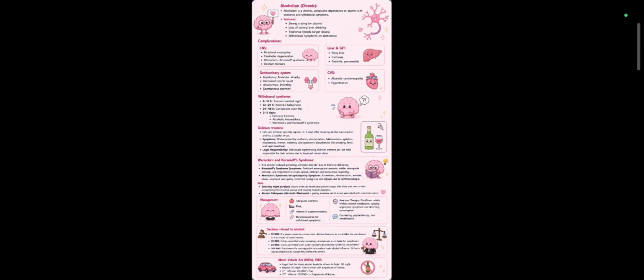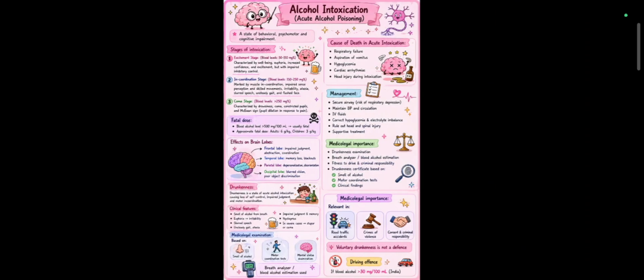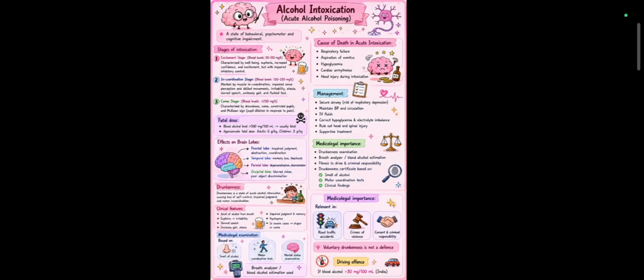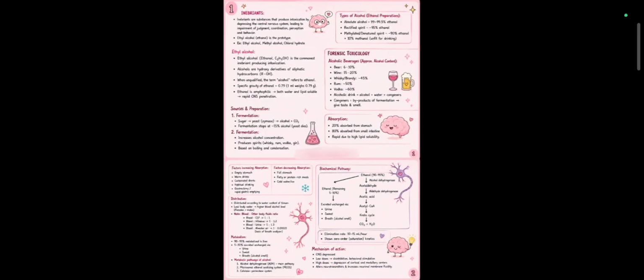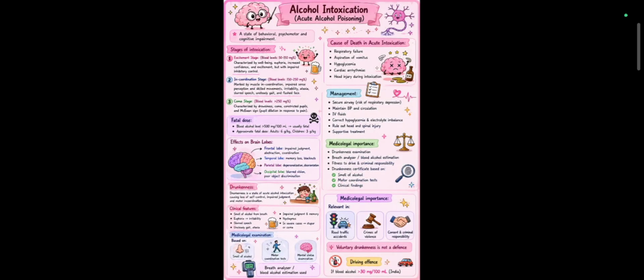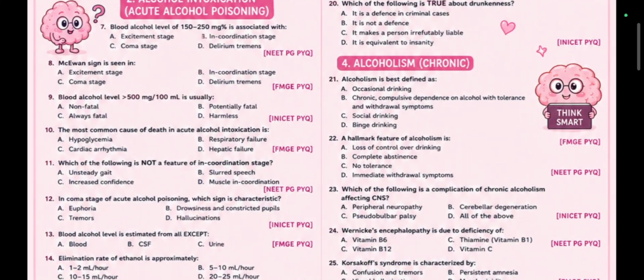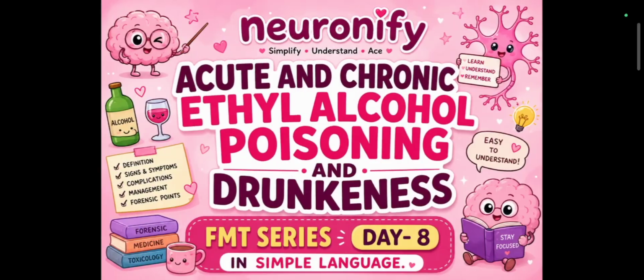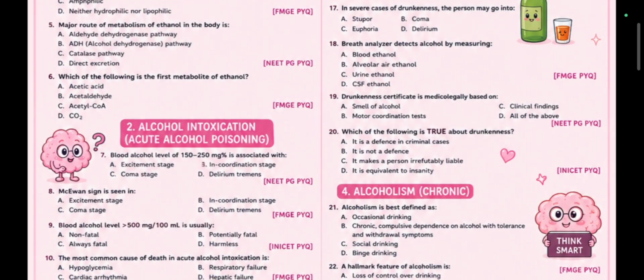Remember the year 1985. We learnt about chronic alcoholism, acute alcohol poisoning, stages of intoxication, medico-legal importance of drunkenness, what drunkenness is, and the driving offense. We also learnt about the management and causes of death. We learnt about inebriants, the introduction of ethyl alcohol, and a very important thing, the metabolic pathways of alcohol and their sites. So this was all about acute and chronic ethyl alcohol poisoning. Now, just solve with me here only. Yes, so we'll be solving MCQs now.